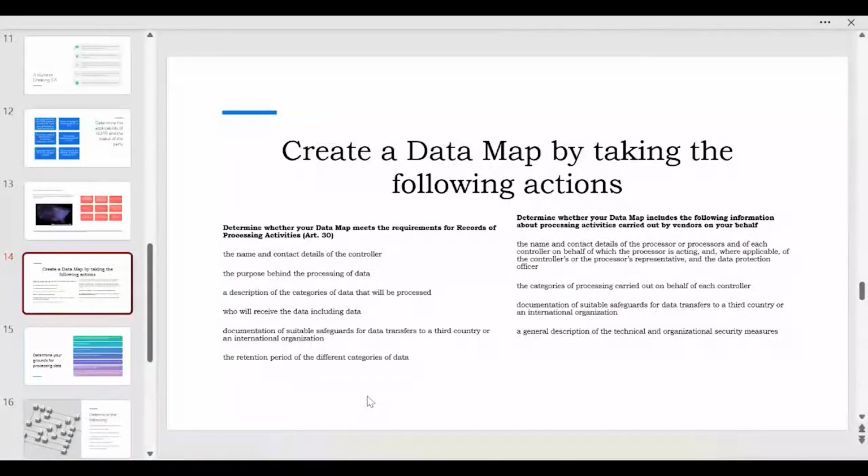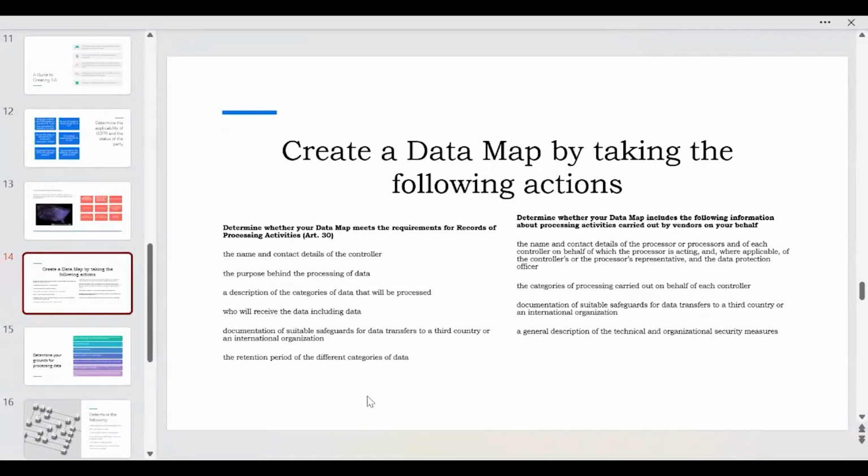Then create a data map by taking the following actions. So what do you do first? Determine whether your data map meets the requirement of records of processing under Article 30. When you have the records of processing in an organization, which is quite important these days for all the organizations based in the European Union, you have to ensure that your data... an organization uses lots of applications, right? Those applications can be for storing data, for giving analytical results. Then you have to ensure how these applications store your data.